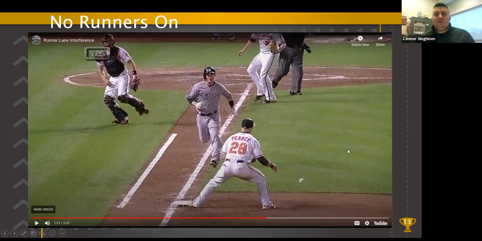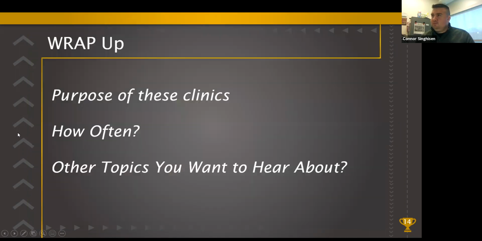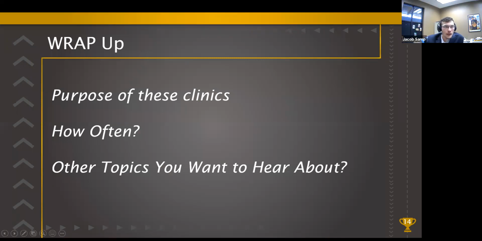Any questions on this play? Any questions on runner's line interference in general? All right. So, hey, Connor, you want to go back to that one slide quick? I just had one more thing.